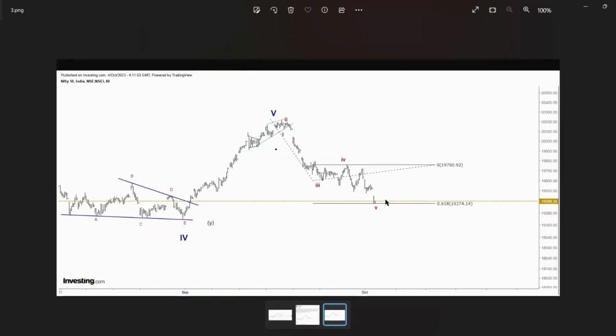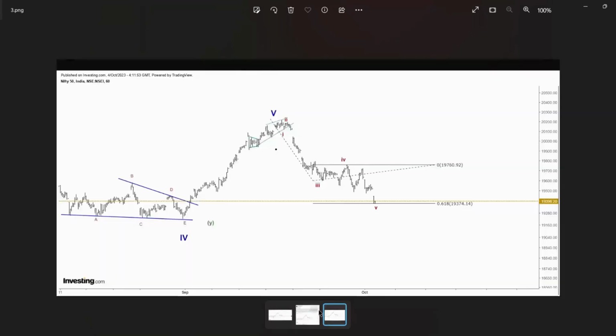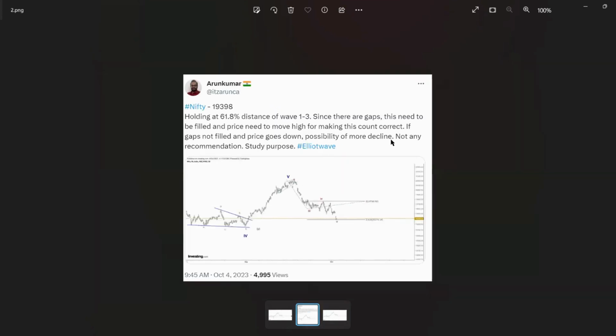But if the price does not fill the gap and moves down, the count may change and more downside is possible. This is what I said here: if gaps are not filled and price goes down, there is a possibility of more decline. The reason is simple. I am expecting this as a fifth wave, but the gap is appearing in this wave. So if it is a fifth wave, the gaps should be filled sooner and the price should move high. Suppose the gaps are not filled and it moves down, this is possibly an A, B, and C. This triangle can be a wave B, and this can be 1, 2, 3 of C. This was my expectation while posting this information. So what happened?